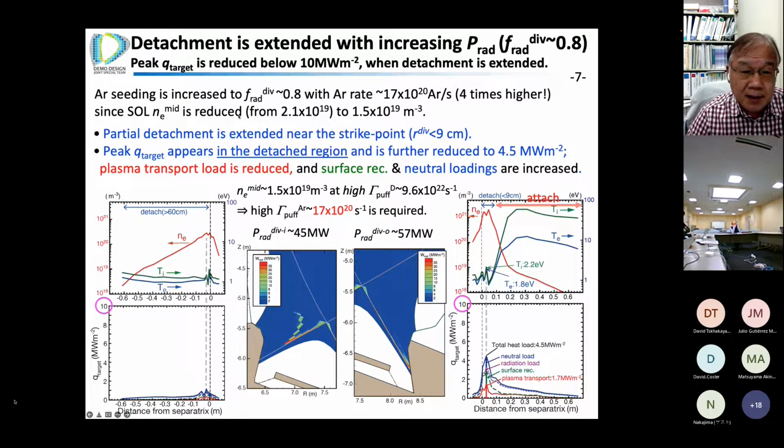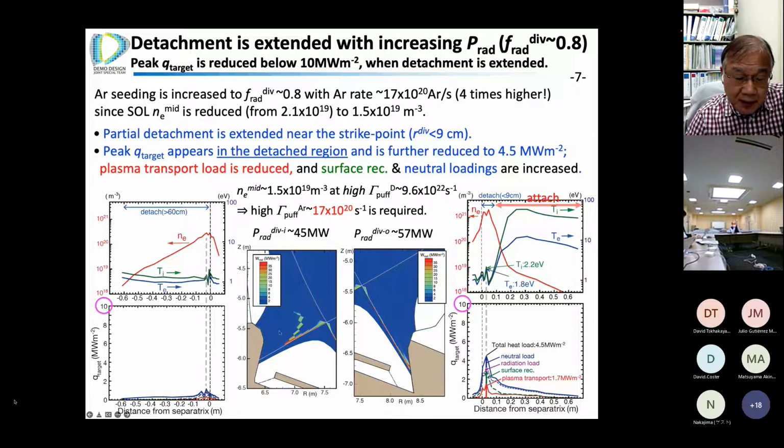The typical impurity in this case is argon. The argon seeding rate also increases like here, about 4 times higher. In this case, the scrape-off layer density at the midplane is reduced. Therefore, we need more argon gas puff to obtain the 80% radiation.